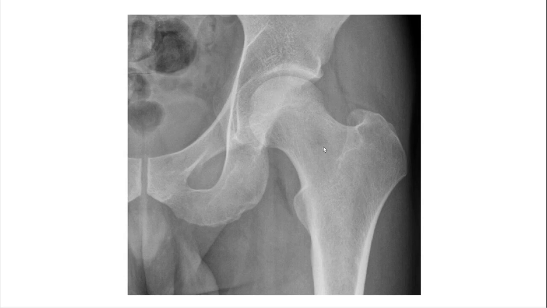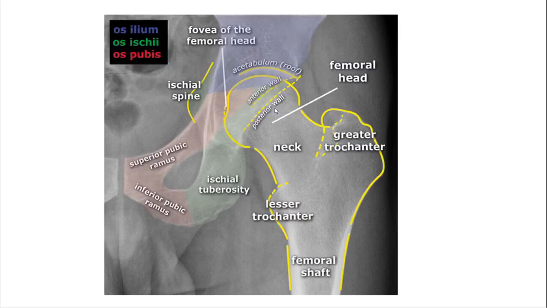Right. Now, what else can you see? This is obviously continuous with the marrow cavity of the femur. Now, I will just show you a labeled version of this X-ray. You see that this was the ilium, this was the superior pubic ramus, the inferior pubic ramus, this was part of the ischium and ischial tuberosity, this was the neck, greater trochanter, lesser trochanter, shaft of the femur.